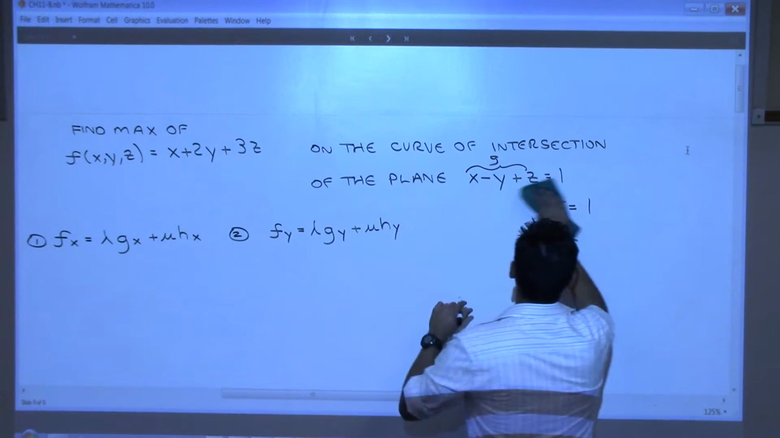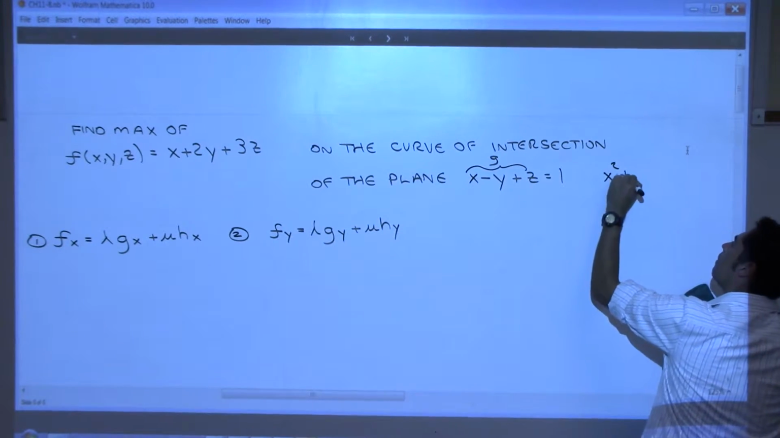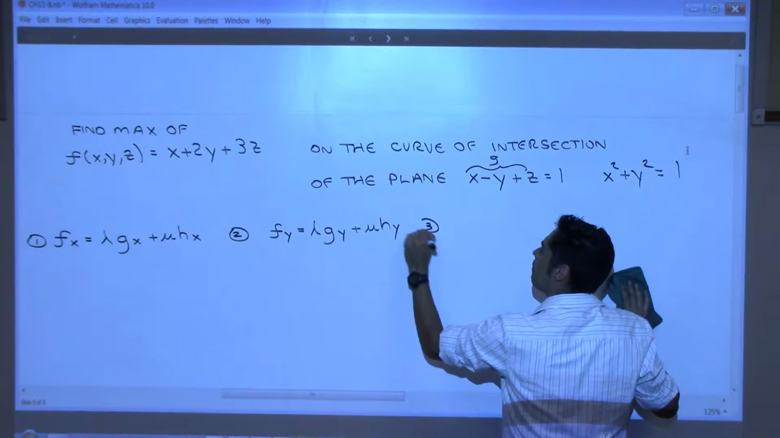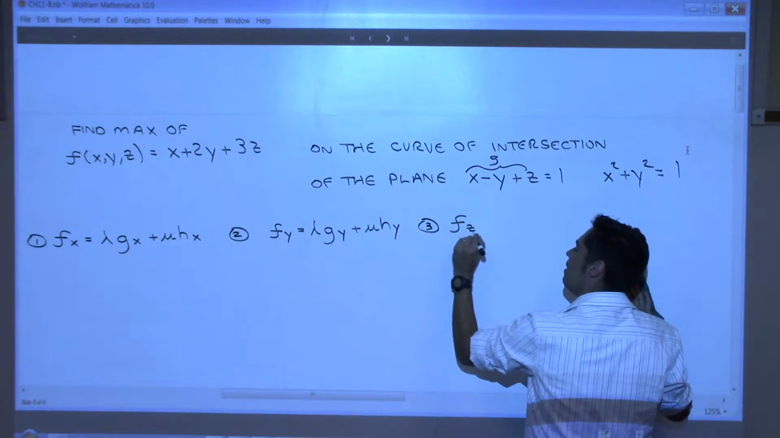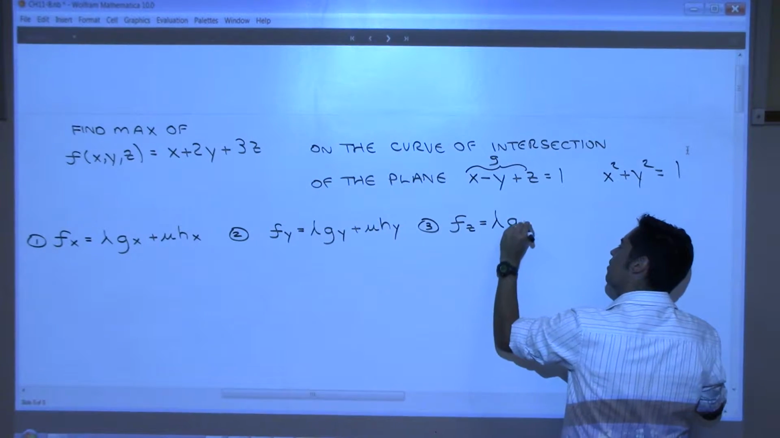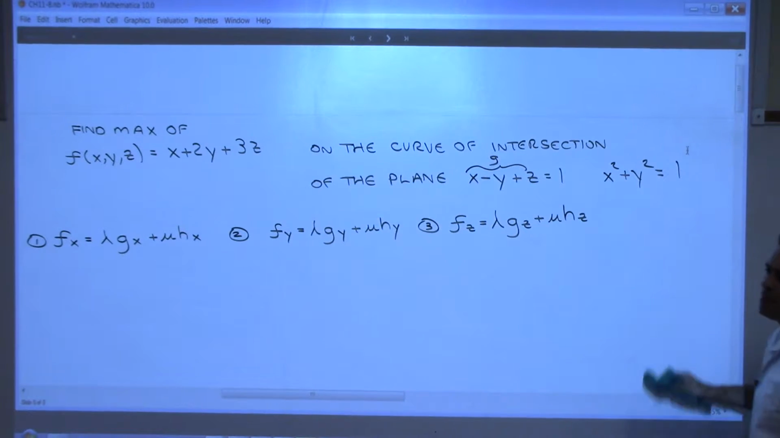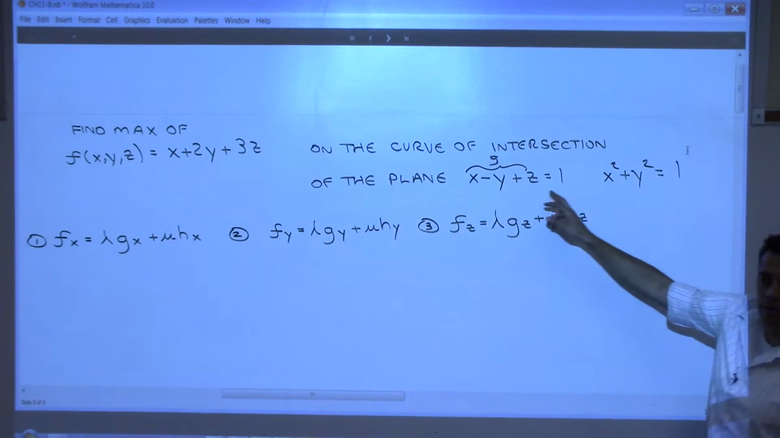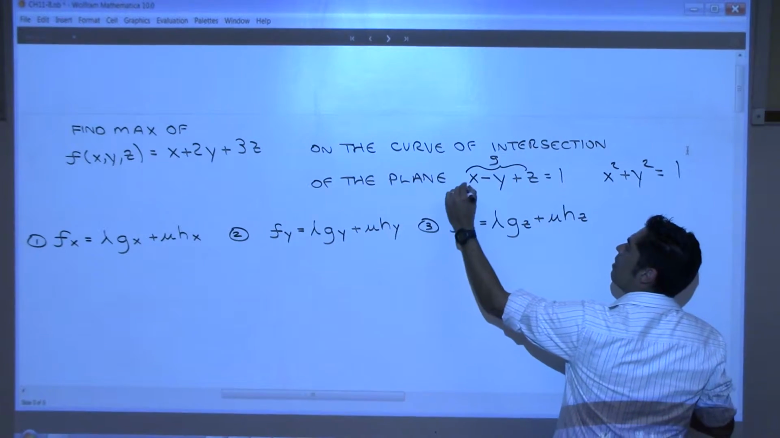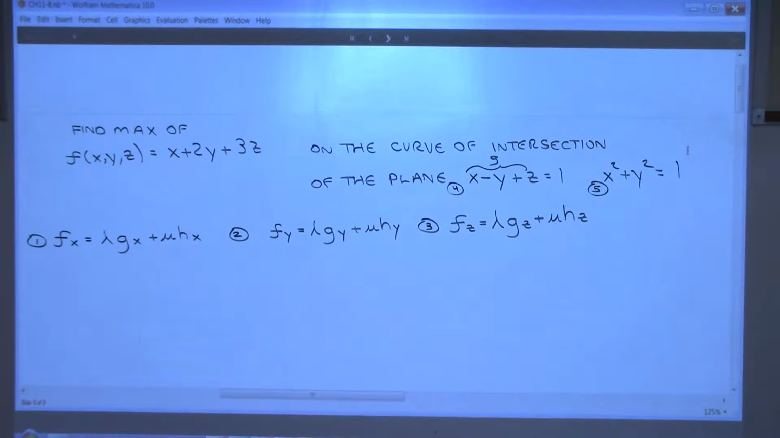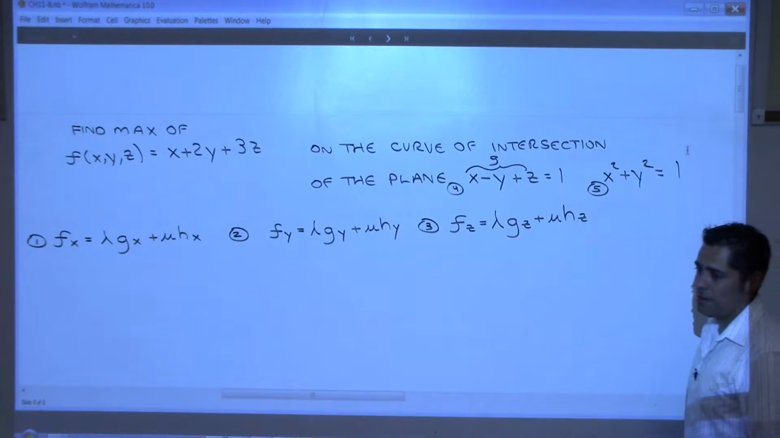Okay, third equation. Partial f with respect to z equals lambda partial g with respect to z, plus mu partial h with respect to z. What's the fourth and fifth equation? The constraints, right? So I'll say that this one right here is 4, and this is 5. We okay with that? All right, let's see. I'm hoping these are going to turn out to be nice.